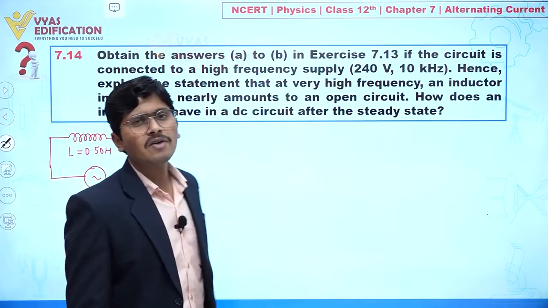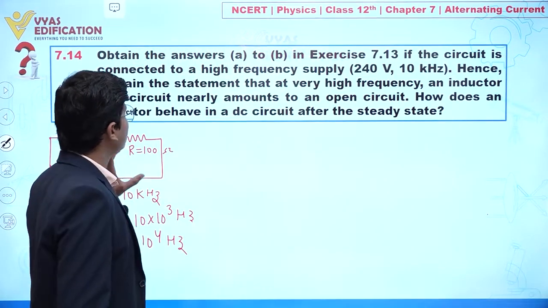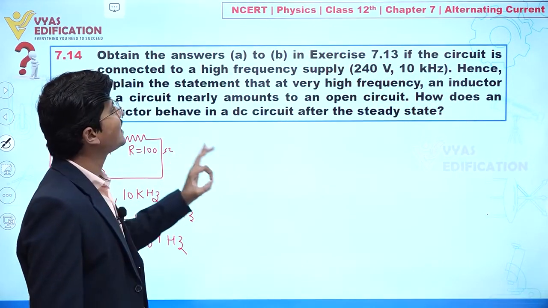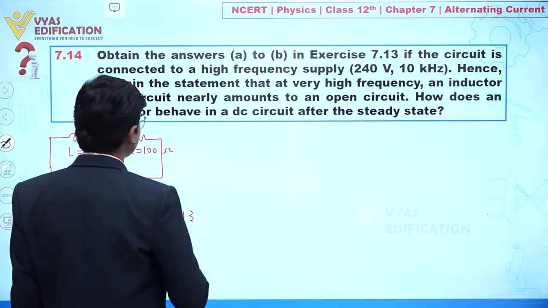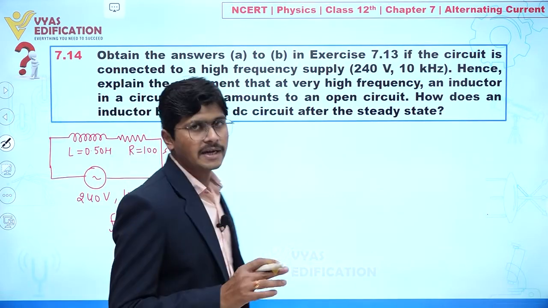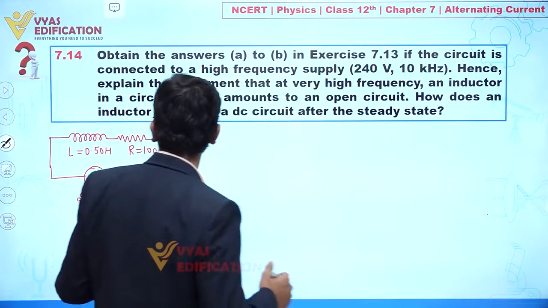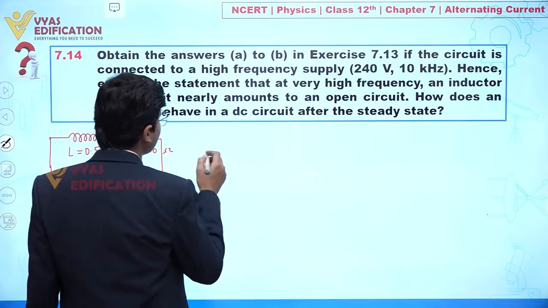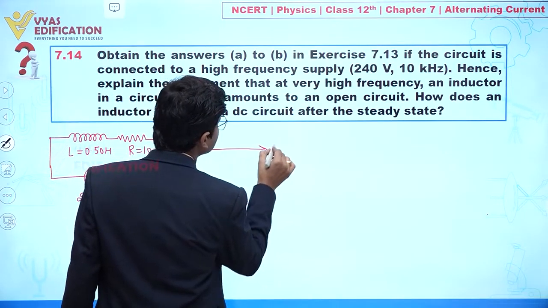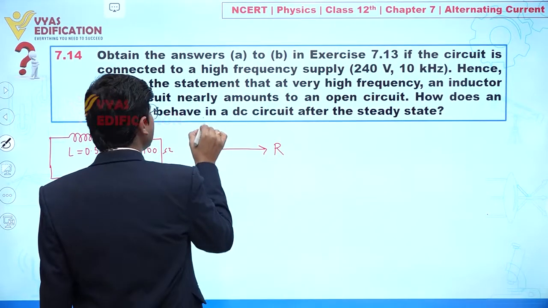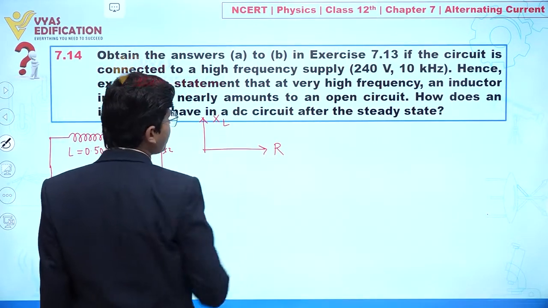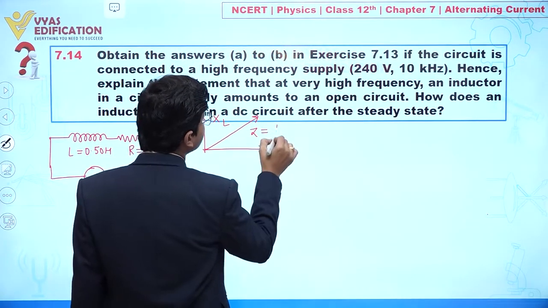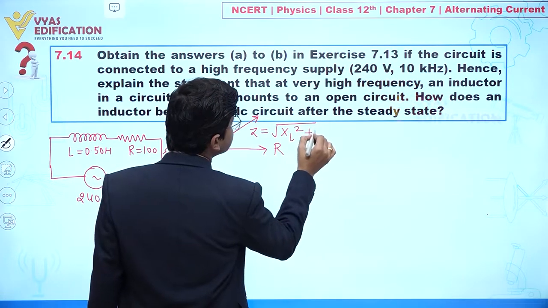Now our objective here is to explain the statement that at very high frequency an inductor in a circuit nearly amounts to an open circuit. So first let us try to find the value of I naught, meaning maximum current. But before that, we have an inductor and a resistor. If we draw an impedance triangle, suppose this is the direction of R, and in this direction we have XL. Then impedance is given by Z equal to the square root of XL square plus R square.